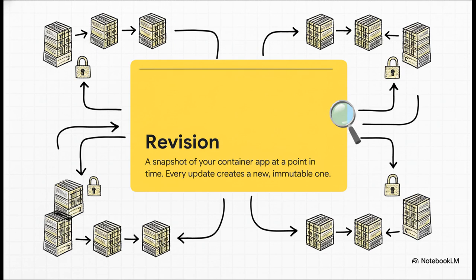A revision is an immutable, which is a fancy way of saying unchangeable, snapshot of your app at a specific point in time. And here is the absolute key. When you deploy an update, you don't overwrite the old version. Instead, Azure creates an entirely new revision, leaving that old one completely safe and untouched.